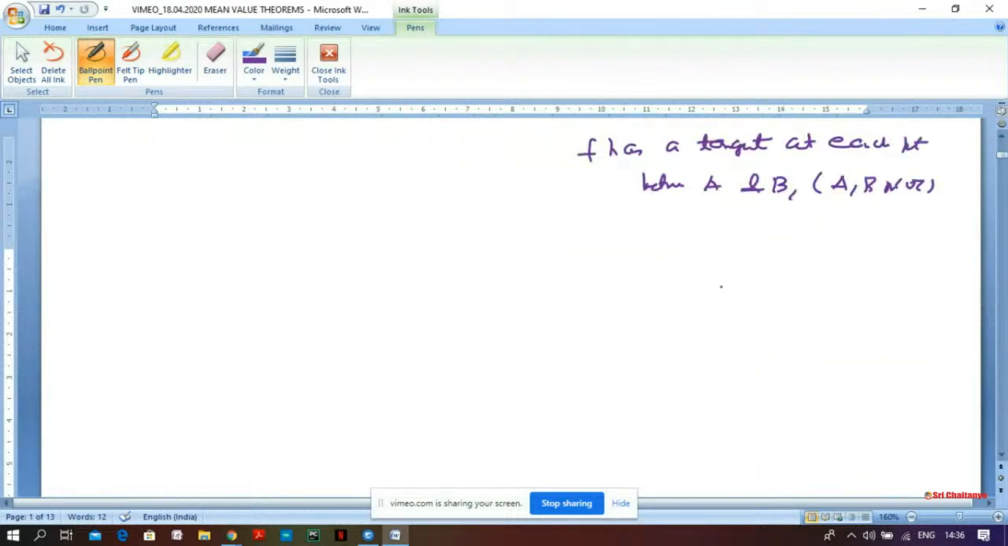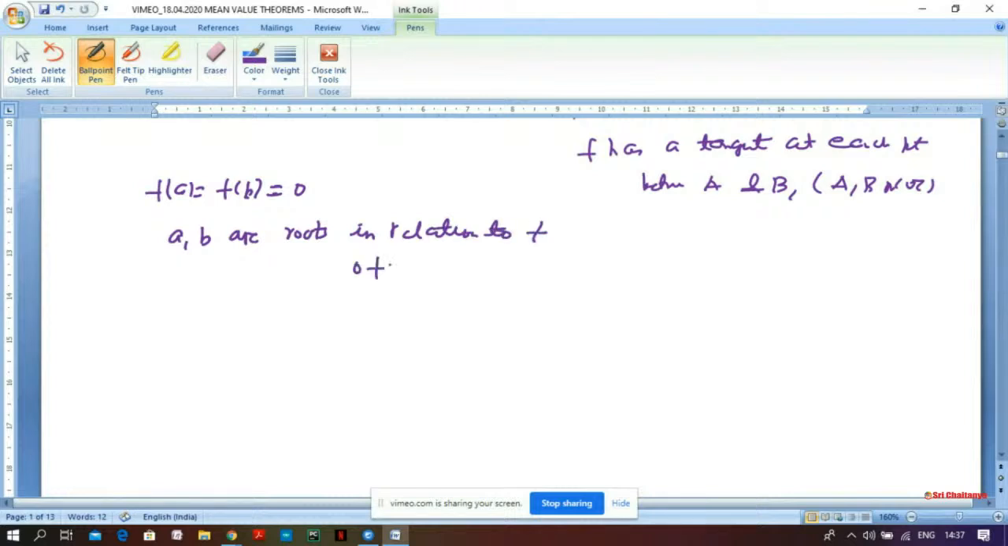A special application in JEE is its polynomial application. So suppose f(a) equals f(b) equals 0. What is good about 0? The good thing about 0 is that now these numbers a and b are roots of f, meaning the numbers where f vanishes. f(a) and f(b) being 0, they are called roots of f.